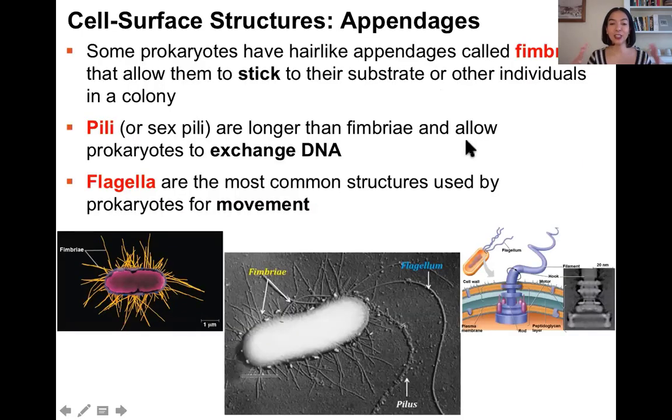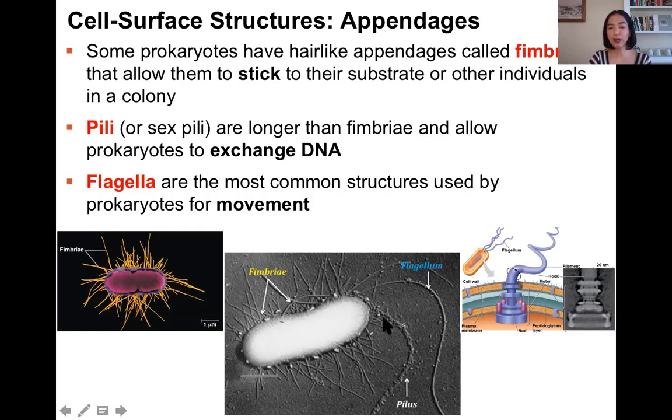These are the structures that are considered appendages, and we're going to have 3 different types of appendages. The fimbriae here are a type of hair-like structures that help bacteria to anchor or to attach to some structures because they are sticky, and they can attach to structures or to other bacterium when they are forming colonies.